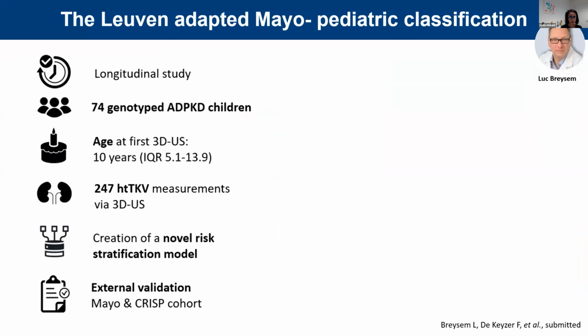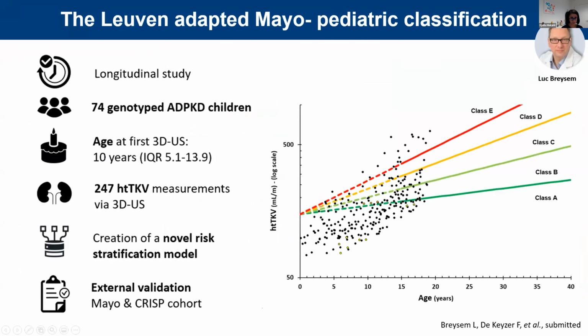Second, we are working with Luc Breysens and Frédéric Keizers from our pediatric radiology department. And we have followed for almost 10 years now 74 genotyped ADPKD patients, and we have almost 250 measurements. And we are using a novel method of 3D ultrasound because we think that MRI is really very difficult to use in very young children.